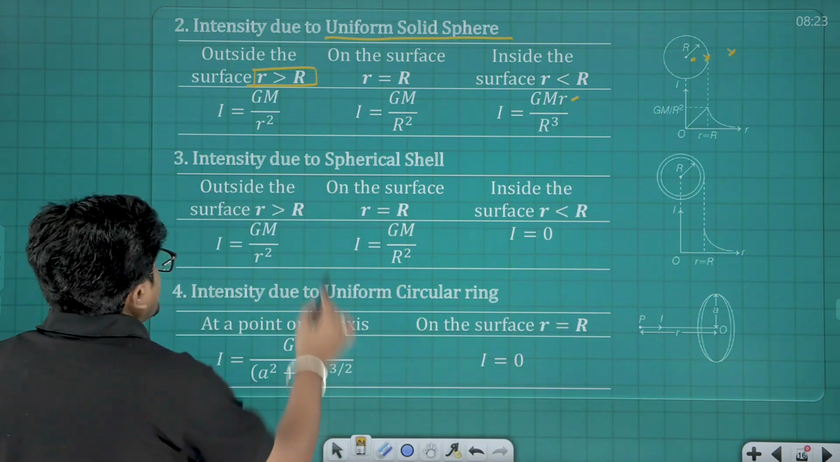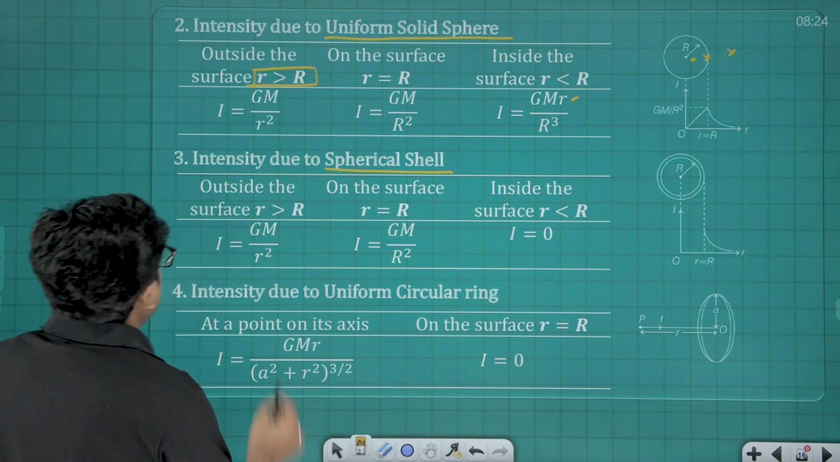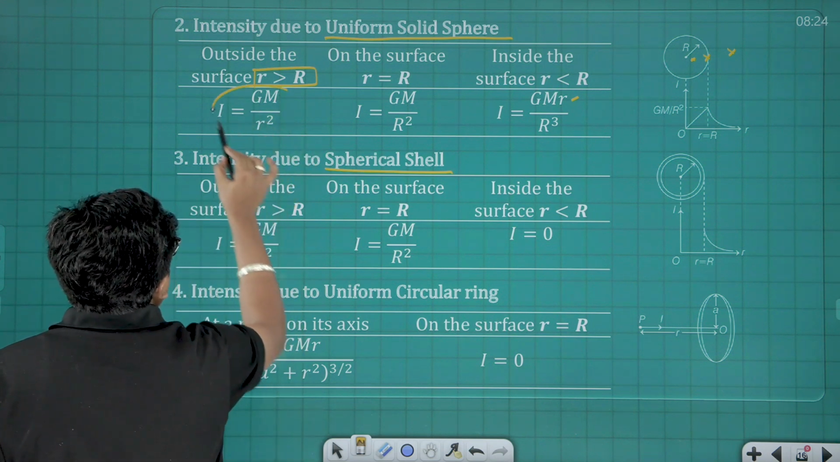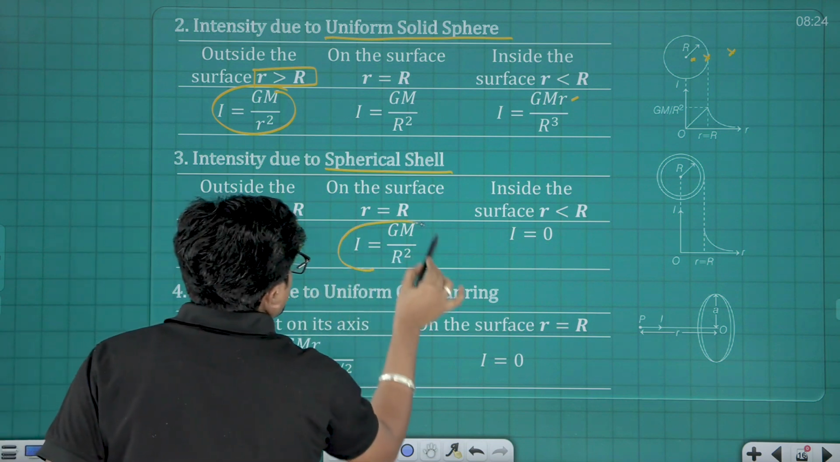Okay, next is spherical shell. For the spherical shell, the important part you must understand is, see, these two relations are going to be the same.